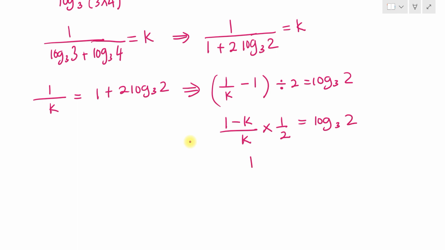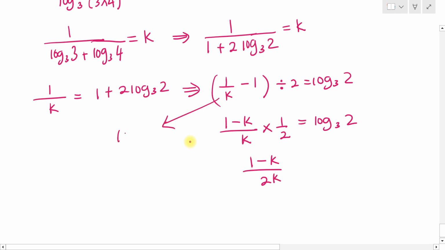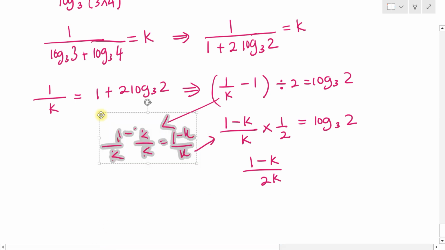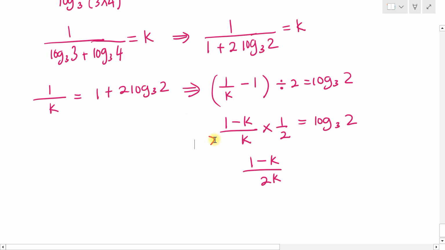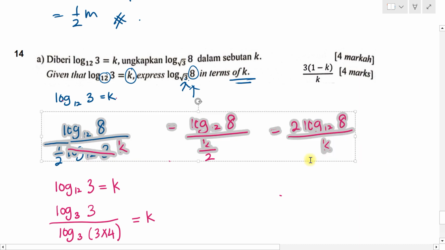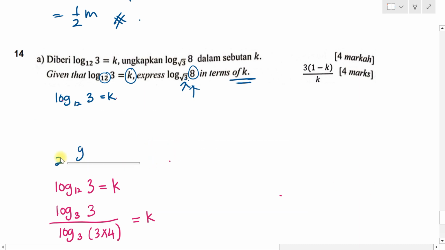So what I'm getting out of this, 1 minus k over 2k. Okay, so this one 1 over k minus k over k, the 1 I put as k over k, so it become 1 minus k over k, this one. Right, you don't need to show any baby steps, just do it, your examiner knows that. So we got log 3 2 ready. Okay, now easy for us. We can just restart this thing.